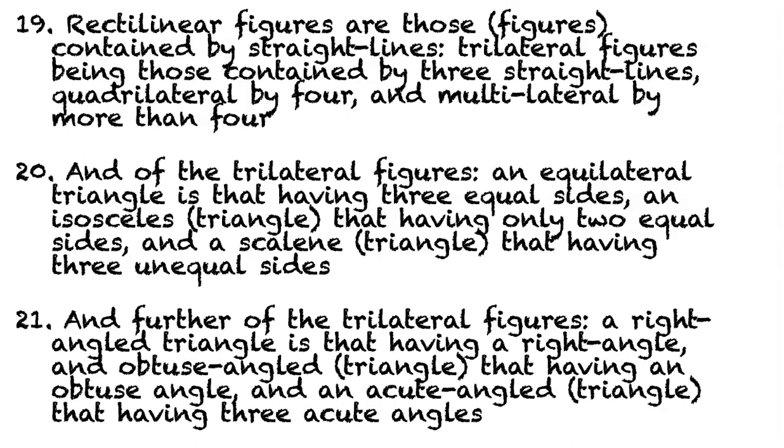21. And further of the trilateral figures, a right-angled triangle is having a right angle, an obtuse-angled triangle having an obtuse angle, and an acute-angled triangle having three acute angles. These definitions are very similar to our today's definition. Probably we just add some other words like pentagon, hexagon, as well as polygon, for example.